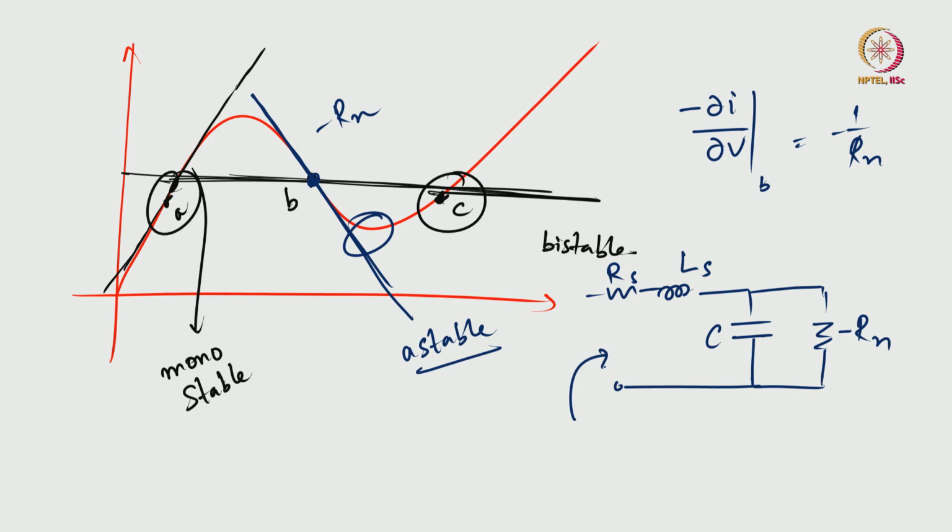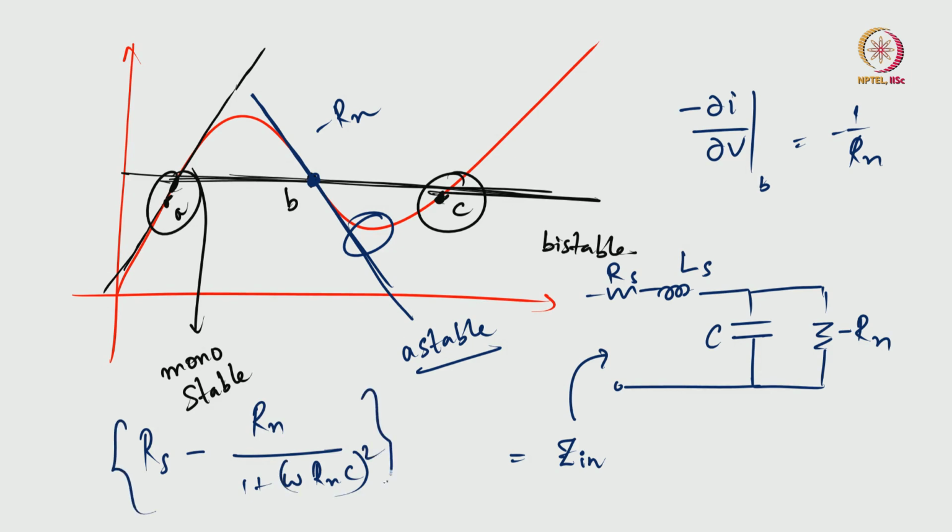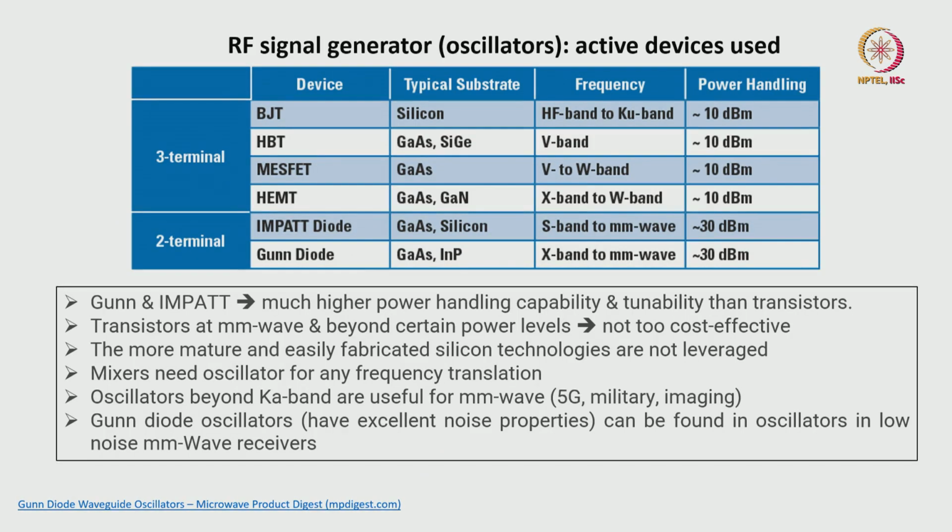And looking inward you have the input impedance of this circuit. People can find the input impedance based on these RLC parameters, and you can express the input impedance as a function of RS, LS. For instance, it will look something like minus RS minus Rn divided by 1 plus omega Rn C, whole square. This is your real part, and then you will have an imaginary part, which I am not writing here. So you can express the input impedance in such a form.